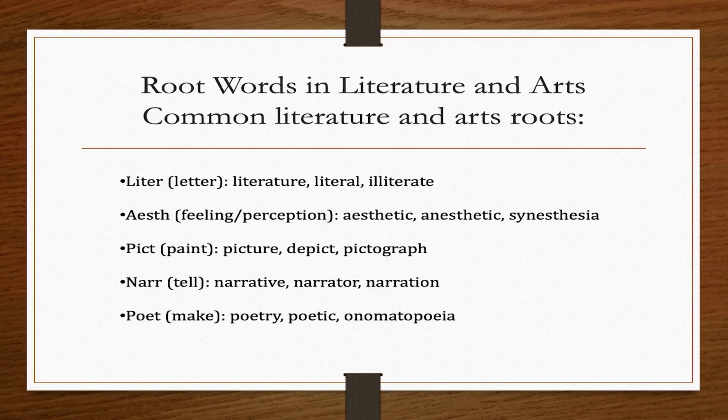Now what are some of the root words in the field of literature and arts? You can take a look by yourself. First is litter, that is letter: literature, literate, illiterate, in the sense of the ability to understand something. Literature, literal, illiterate. Literal meaning, you might have seen what is the literal meaning of that particular term, of the text.